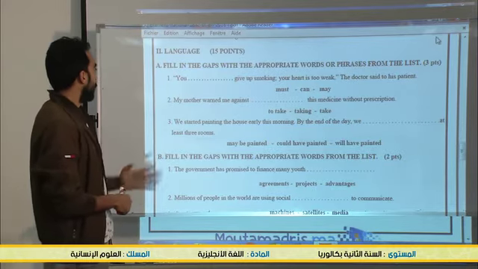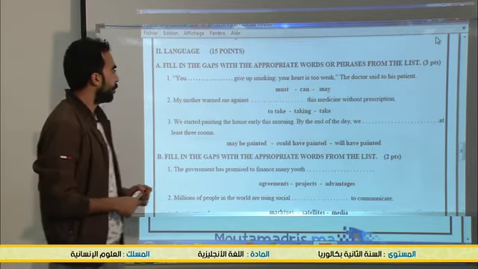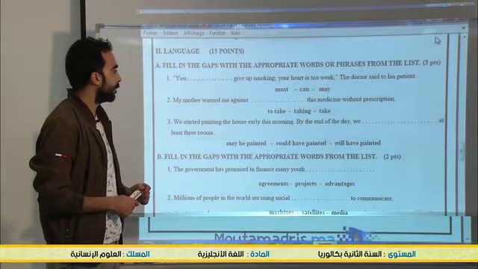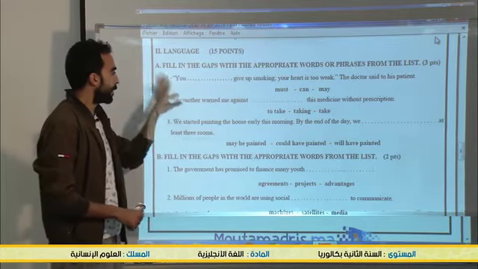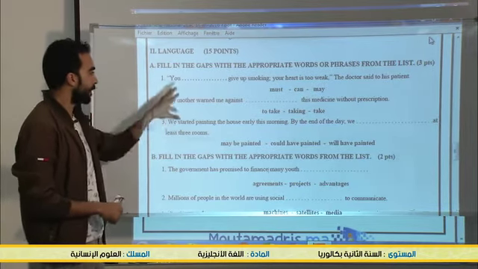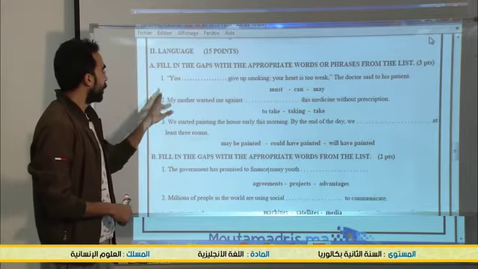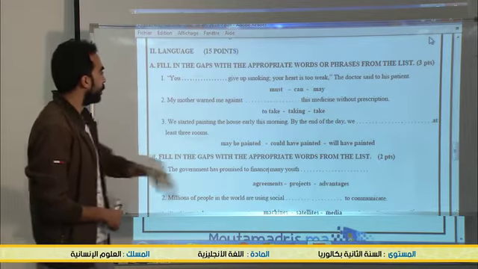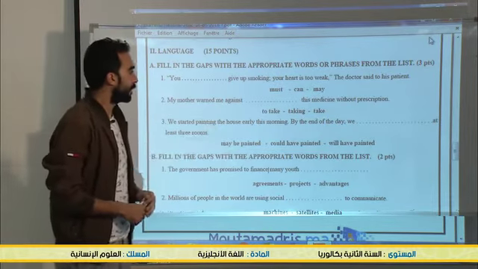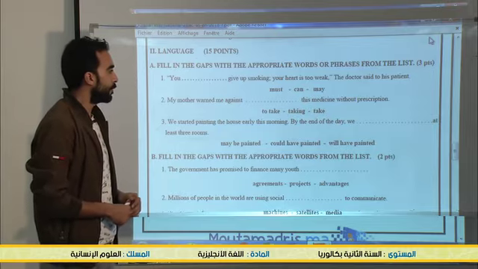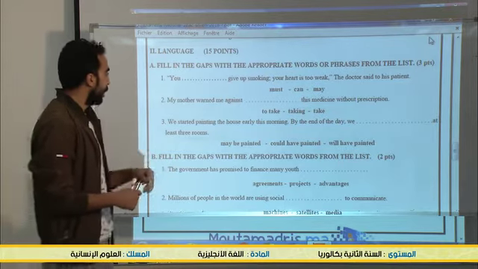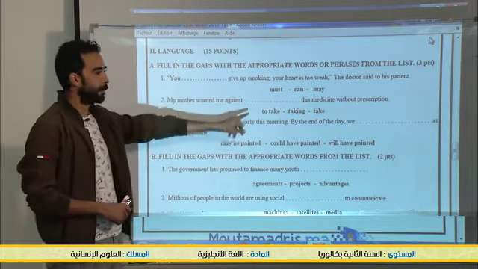The first question is, fill in the gaps with the appropriate words or phrases from the list. So you are given some sentences, missing some words, and you have a list to choose from. So let's read the first one. You give up smoking, your heart is too weak, the doctor said to his patient. So what do you think the correct one is?